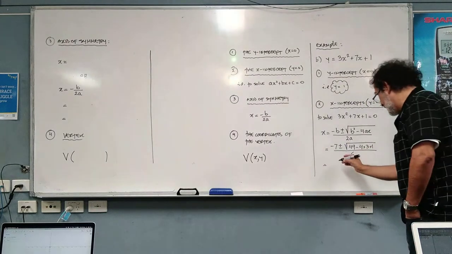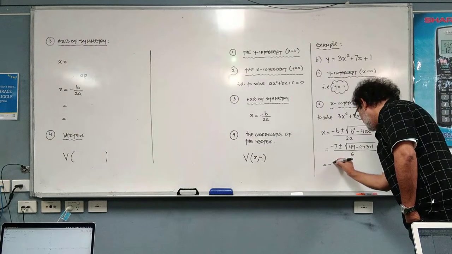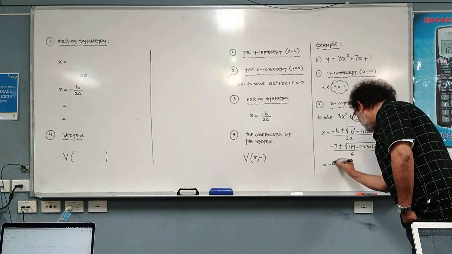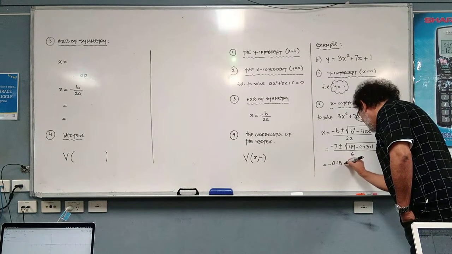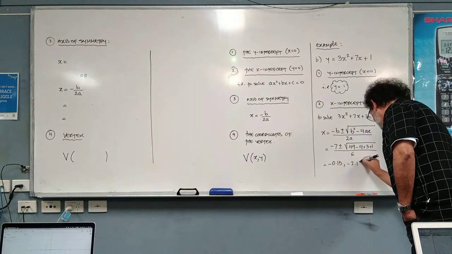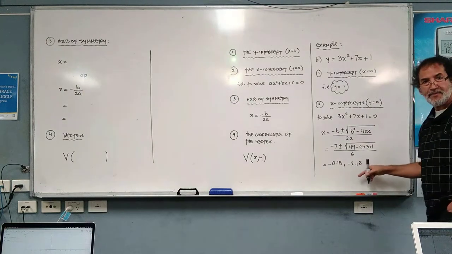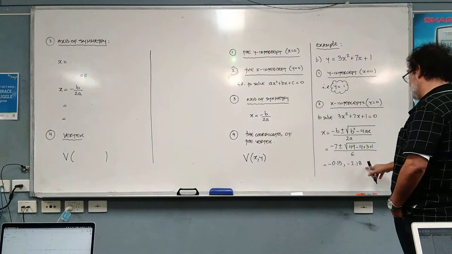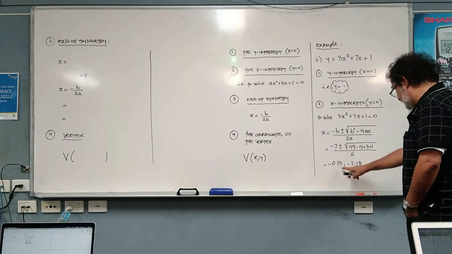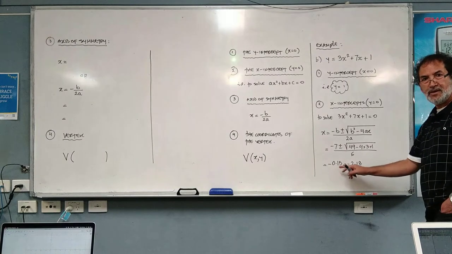Negative 0.15 and negative 2.18. Okay, can you get that? So that's really good. And then the next step was to find the axis of symmetry.